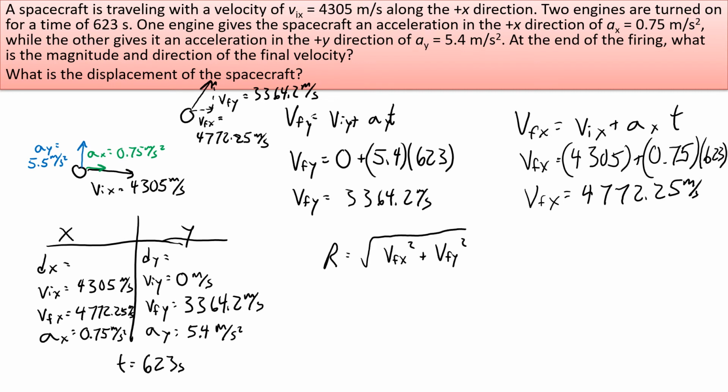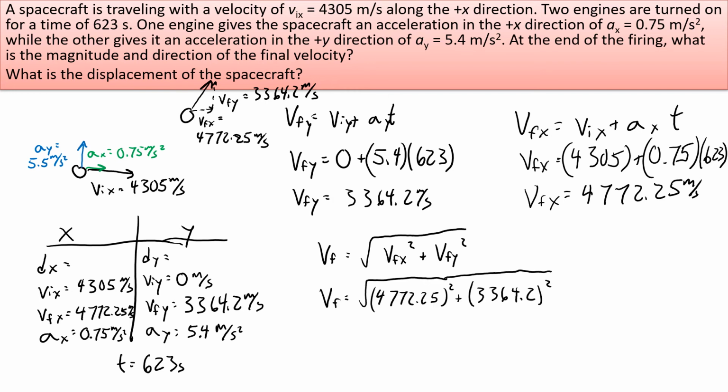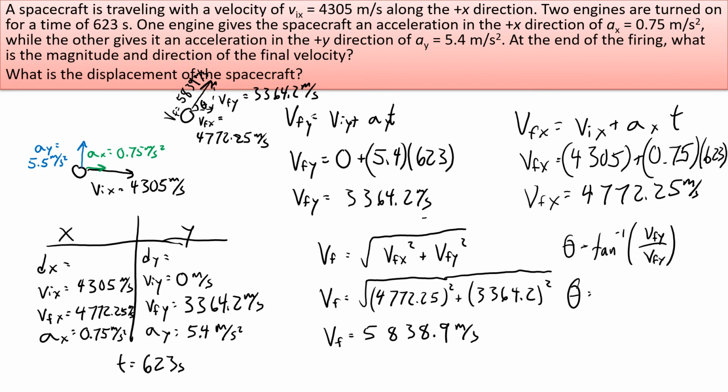Our equation looks like that. You could either put R for the resultant or just VF. That is the final velocity that we're looking for with the X and Y components. And you get a final velocity. The resultant of those two components is 5,838.9 meters per second. And of course, since velocity is a vector, we would need to find the direction. So we'll use the inverse tangent. And you get an angle of 35.2 degrees.